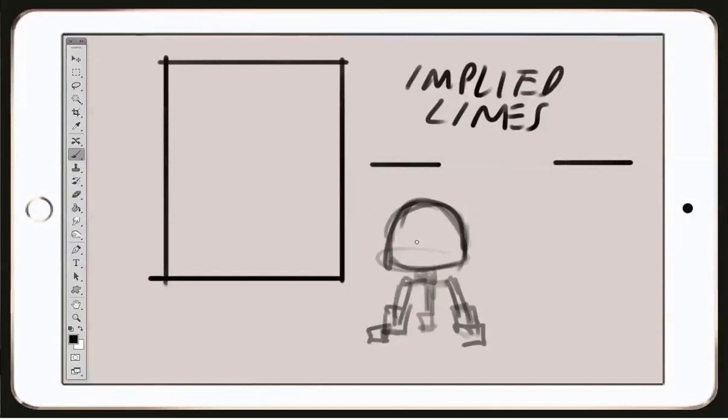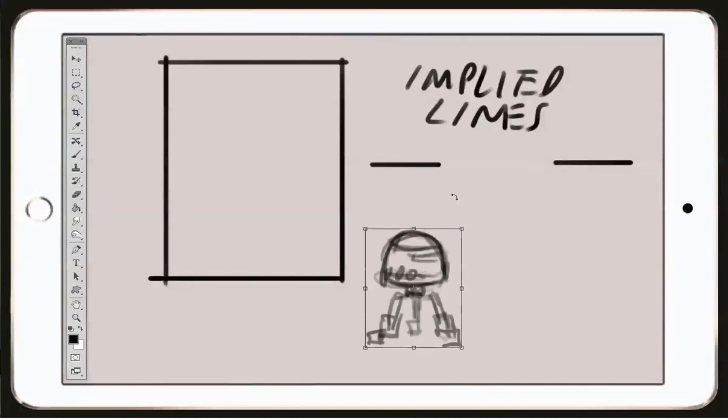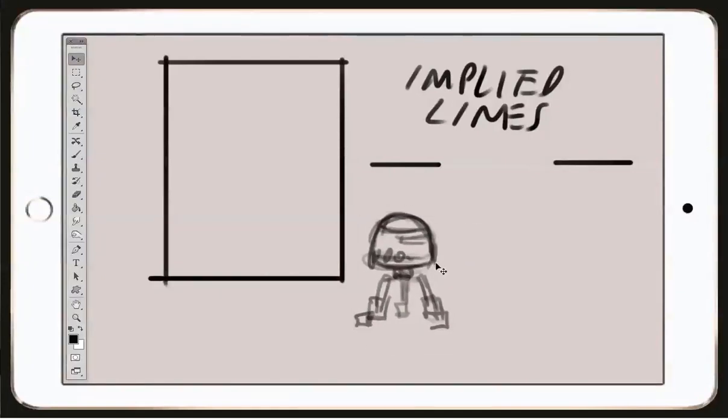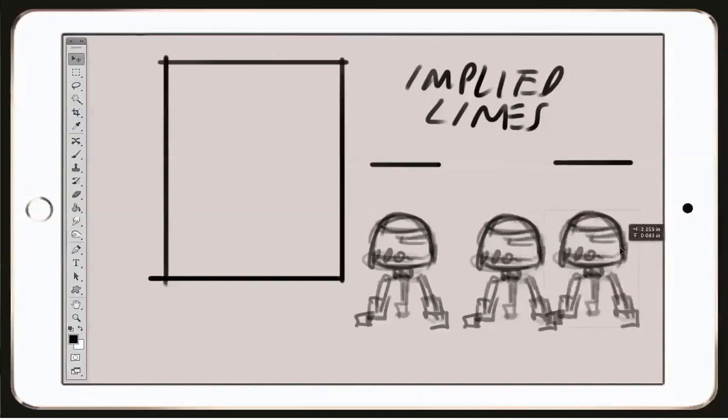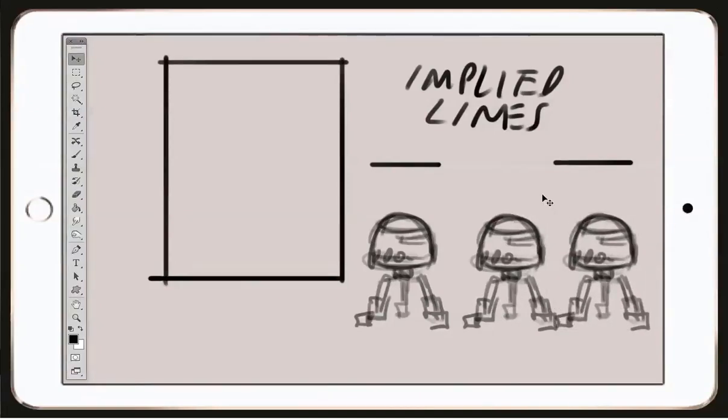Really rough. So something like this maybe. Now I'm going to reduce the size a little bit, like that. And then I'm going to repeat that robot and repeat it over here as well. There's an implied line formed here, even though there aren't any actual lines.